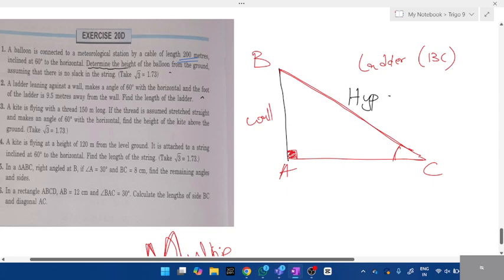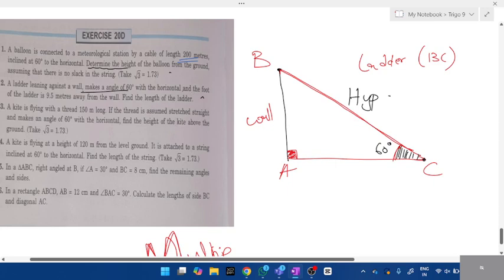And what are the values given? Inclined at 60 degrees to the horizontal line. Is the 60 degree angle at B or C? Which point is touching the horizontal, B or C? Angle C. What is the angle made? 60 degrees. And next, what is given?